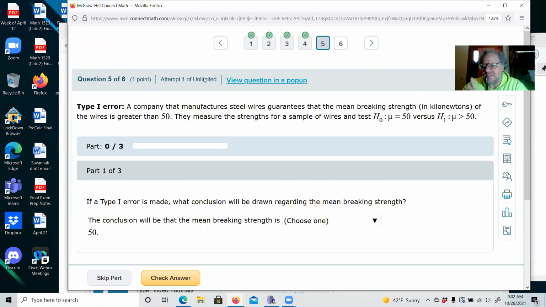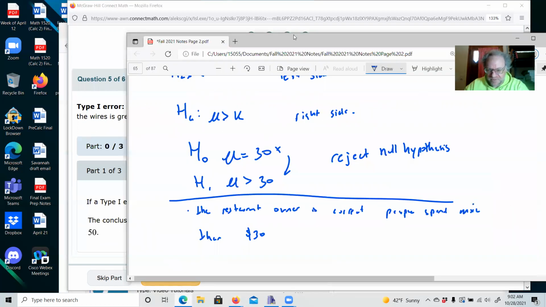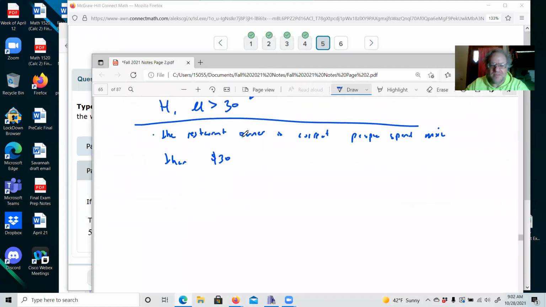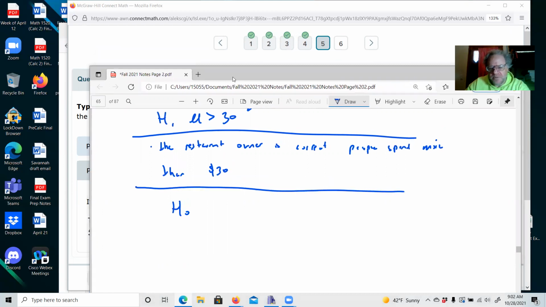Here's our test. H0: mu is 50, or H1, the alternative, is that it's greater than 50. This is really what they're trying to prove, that the breaking strength is high, like our wires are really tough. You cannot pull them, they're not going to break. The manufacturer's spec is it has to be able to stand 50 kilonewtons. So our H0 is mu is equal to 50.